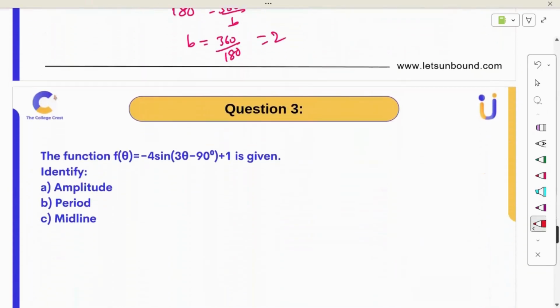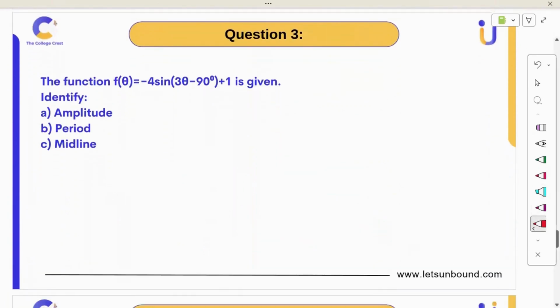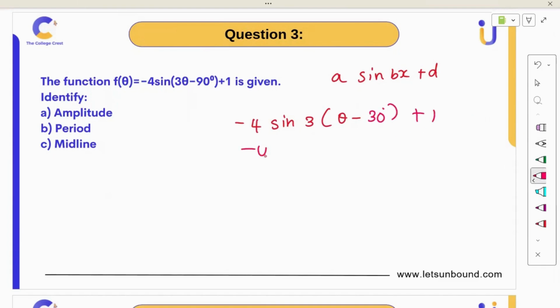And now, the last question. The function f of theta equals minus 4 sine 3 theta minus 90 plus 1 is given. Identify amplitude, period, and midline. Actually, I want the a sine bx plus d form. Here a little change. Minus 4 sine, you take 3 common, then it will become theta minus 30. This is what I'm going to consider as x. Theta minus 30 plus 1. So minus 4 sine 3x plus 1. This way you can consider.